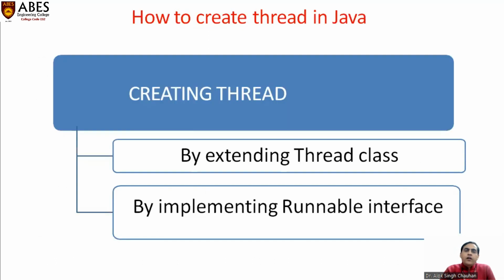Now, how can we create a thread in Java? There are two different ways of creating a thread in Java. First, by extending the Thread class, and second, by implementing the Runnable interface. First, we can extend the inbuilt Thread class, which is defined in java.lang. Second, we can implement the Runnable interface, which is also defined in the java.lang package. So let's take an example.